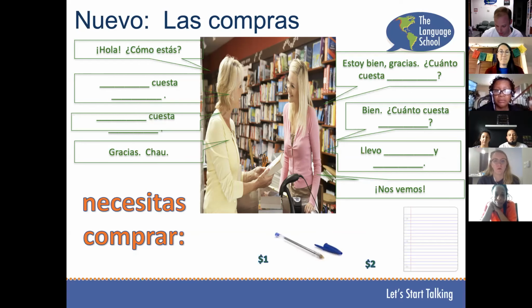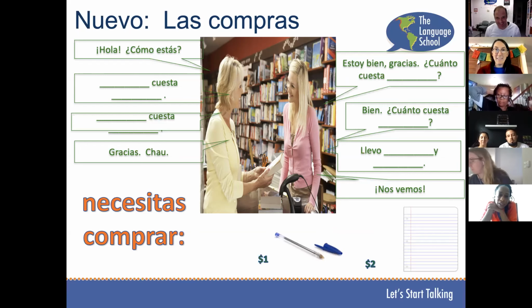All right, let's see here. Now we have Kia and Emily again. This time, why don't you switch roles? So I can't remember who was on the left last time. I'll do left. Okay. Hola, ¿cómo estás?